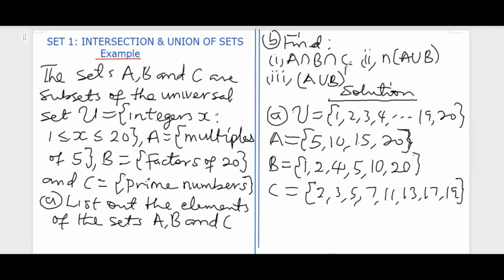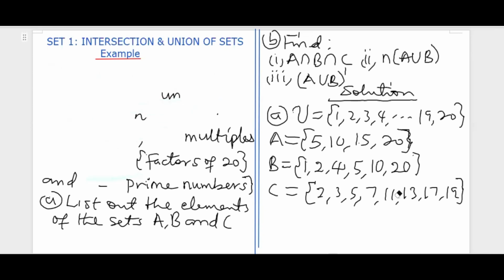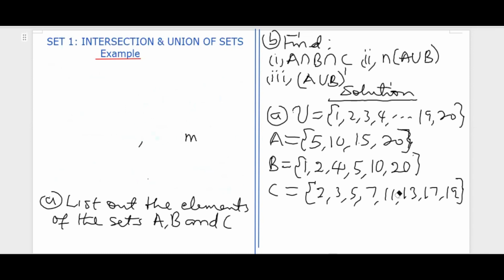What do we mean by intersection? What is common? Intersection is what is common between two or more sets. If I say A intersection B intersection C, what element is common to A, to B, and to C at the same time? So, if we check carefully, where is there any element that is common to the three of them? Let's check.